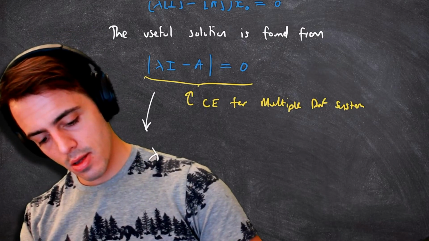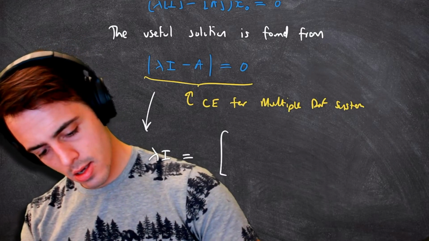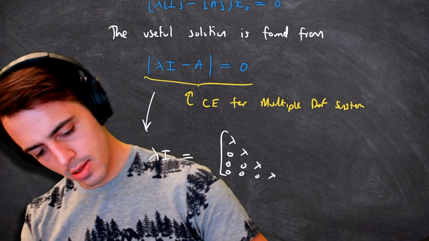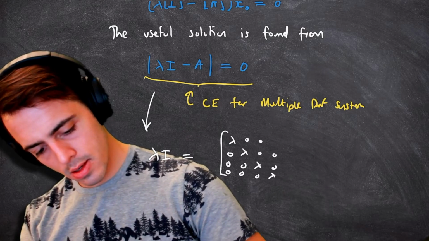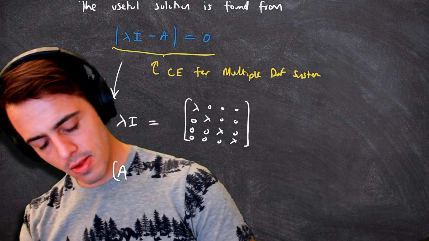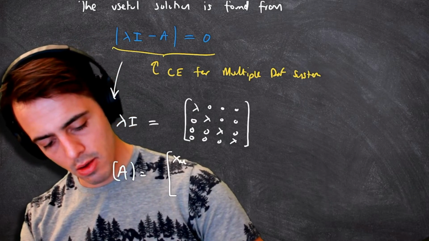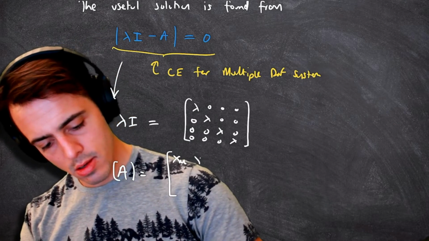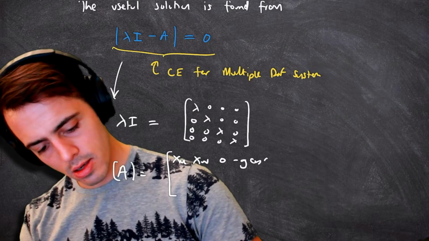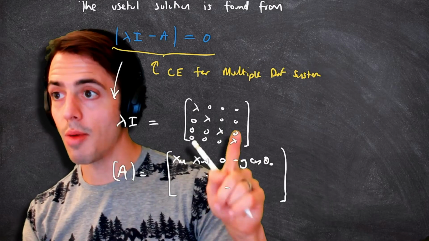We do lambda multiplied by I, which is going to be lambda, lambda, lambda, lambda. We then have our A matrix, the same A matrix that we've used for the rest of this. So we've got xu, xw, 0, minus g cosine theta naught, and so on. This will be the rest of that matrix. I can remember the first line, but not the rest.